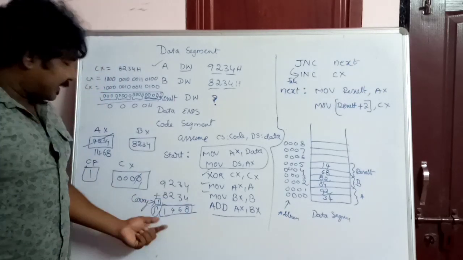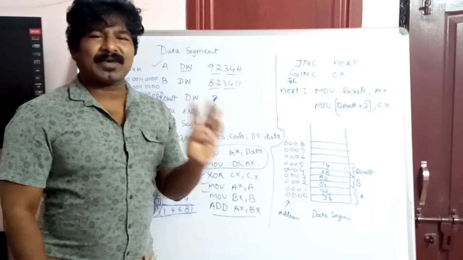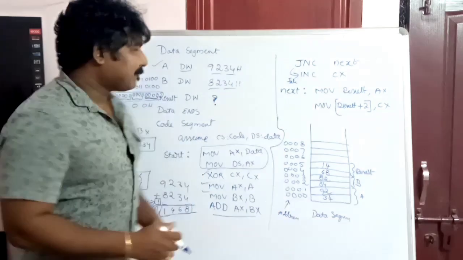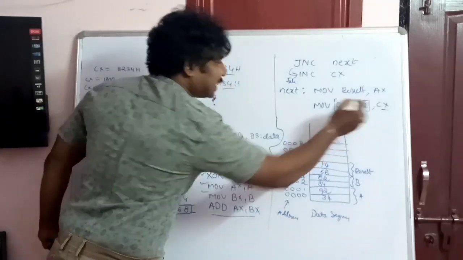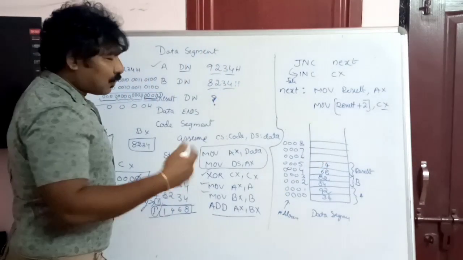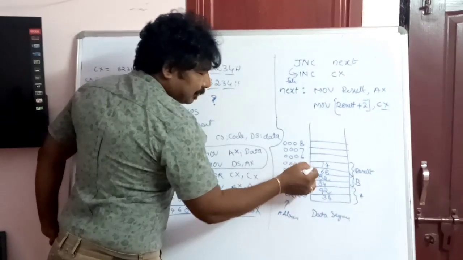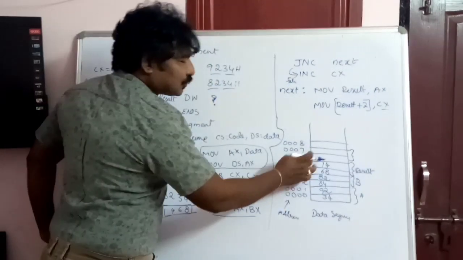So how can I get this 1? In that case, just move your CX value to the adjacent location of result plus 2. For that we have written CX moved to result plus 2. So result plus 2 means if result is here, plus 2 means these two locations.